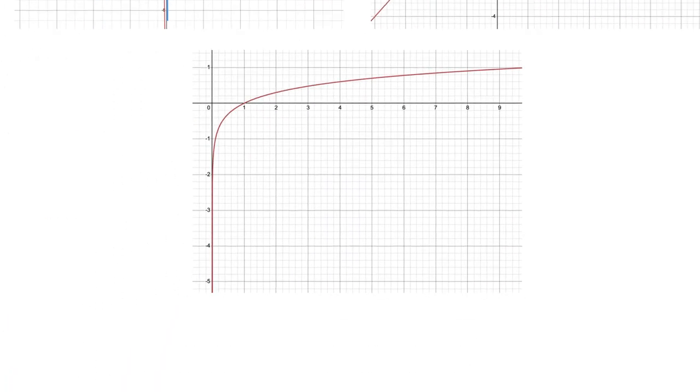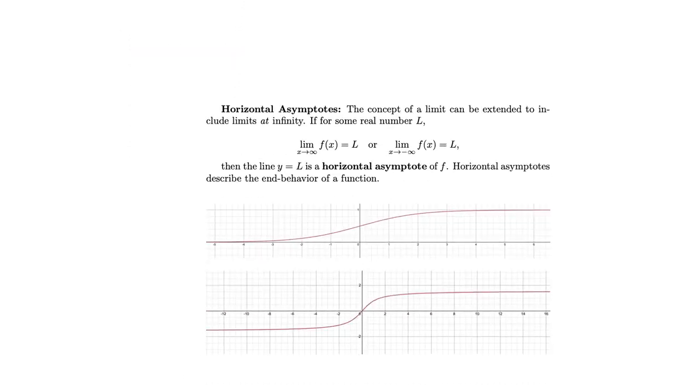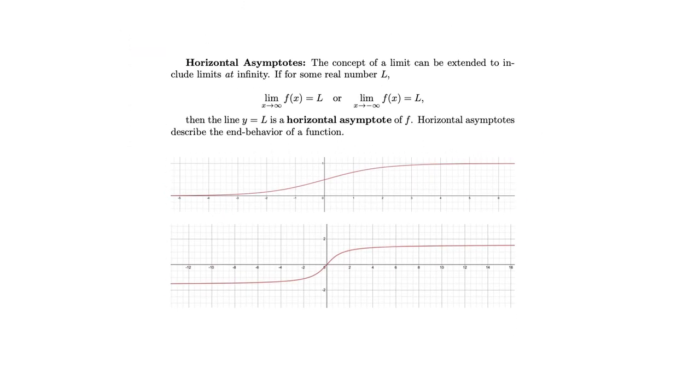Okay, and so final example here, we have the logarithm, log x, and this also has a vertical asymptote at x equals 0. Okay, next we move on to horizontal asymptotes.